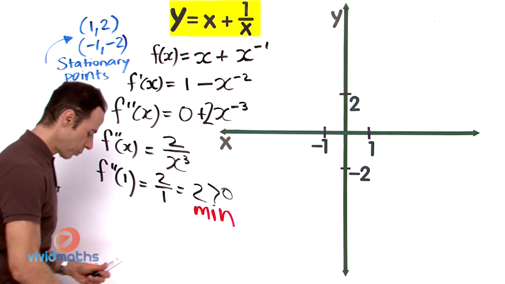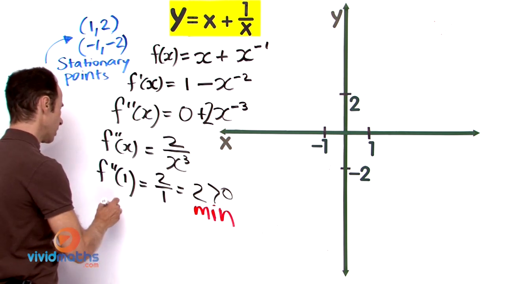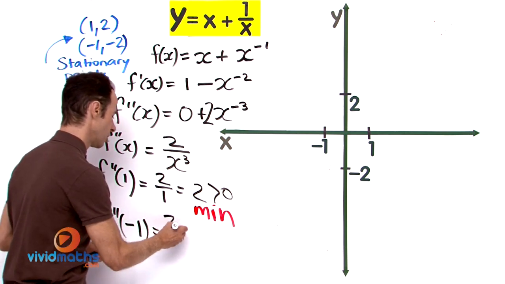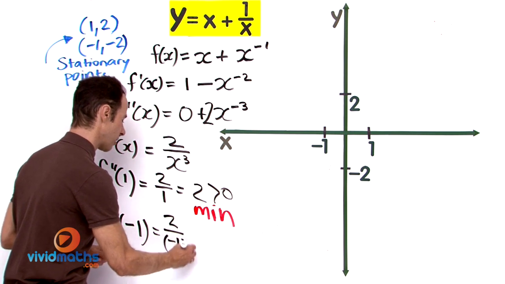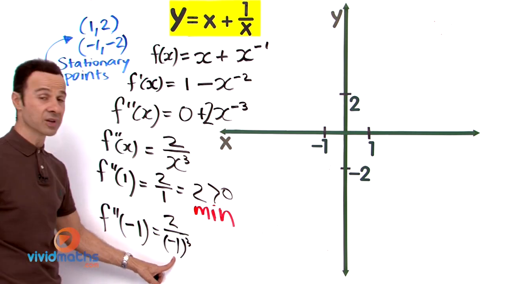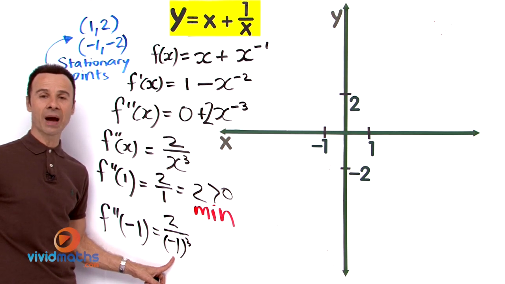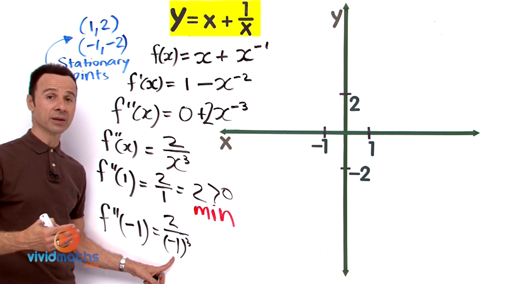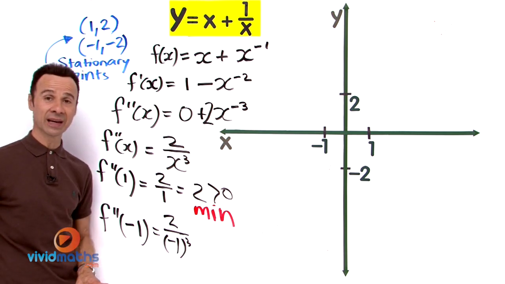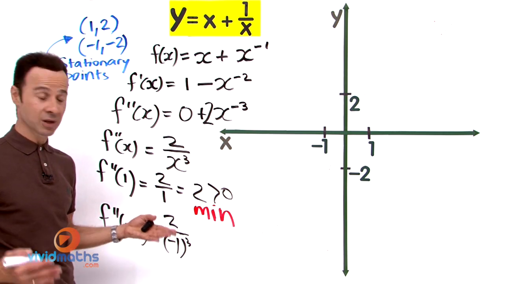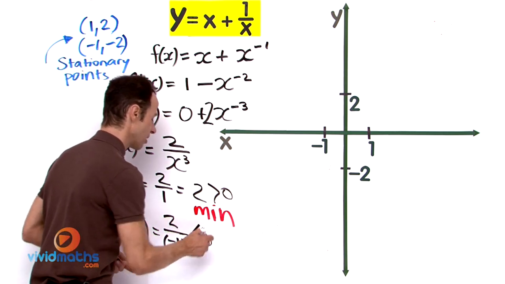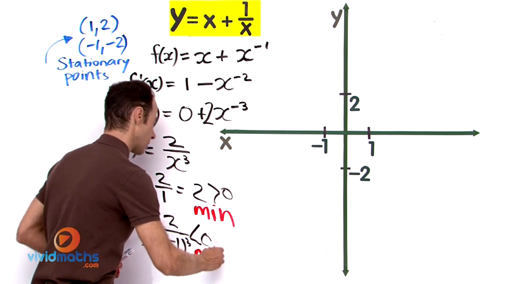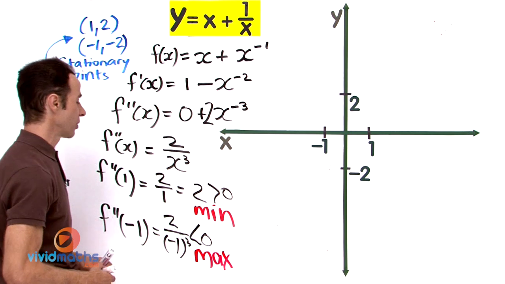Minimum point. Let's put in the second point, for -1, f double prime of -1 equals 2 all over -1 to the power of 3. Now that's going to stay negative, because when you have a negative number with an odd power or exponent, it's going to stay negative, isn't it? So 2 over a negative number is going to be negative, which means it's less than 0. So this part here clearly is going to be a maximum. So we've got a minimum and a maximum.